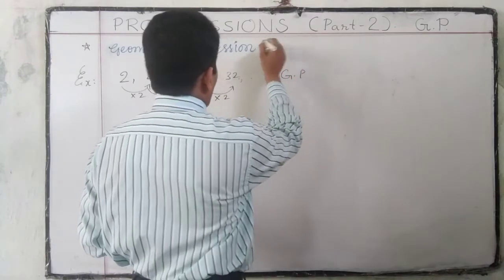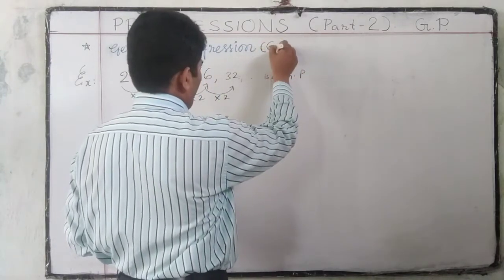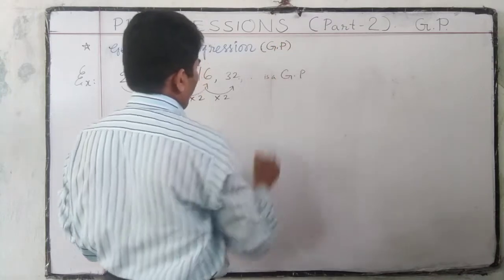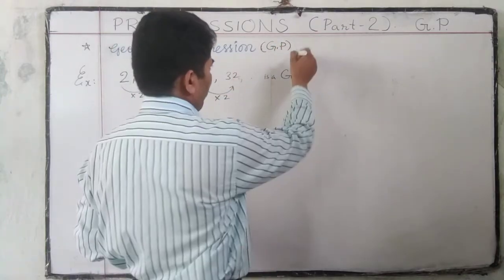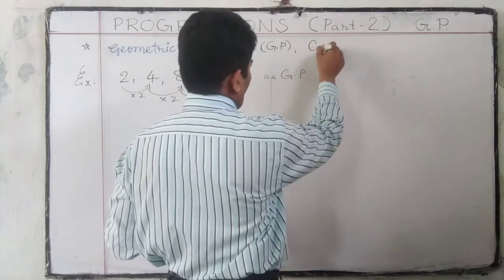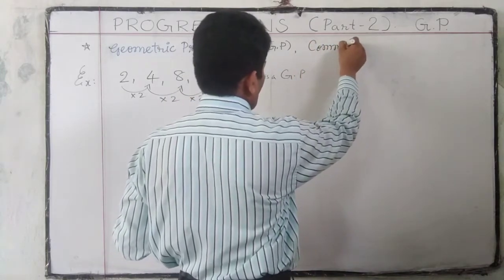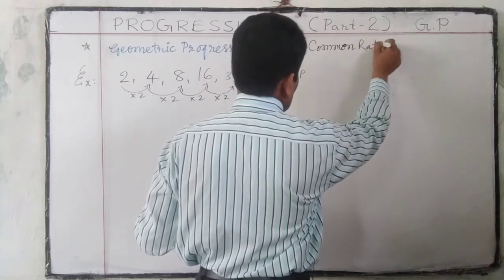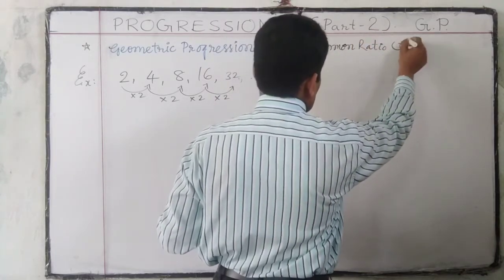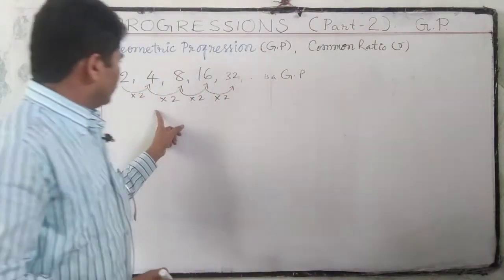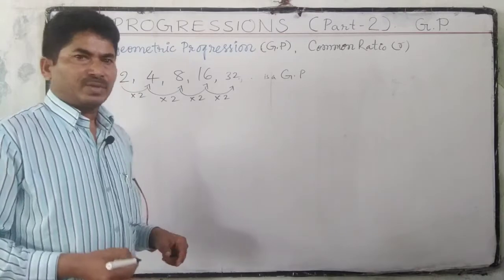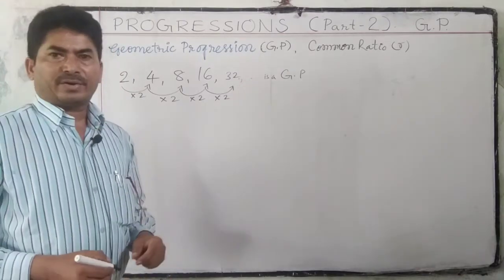common ratio. In a geometric progression, the fixed term by which we multiply to get the next number is called the common ratio, R.